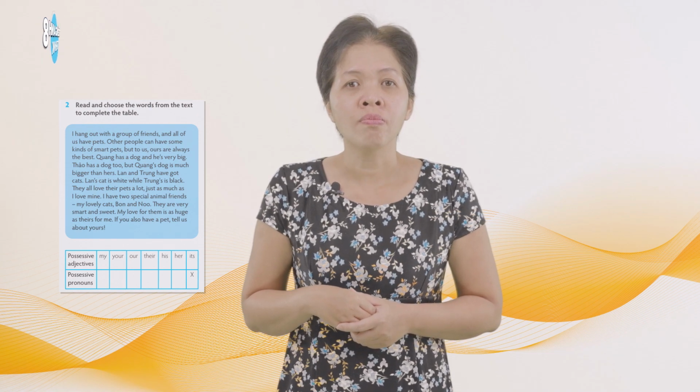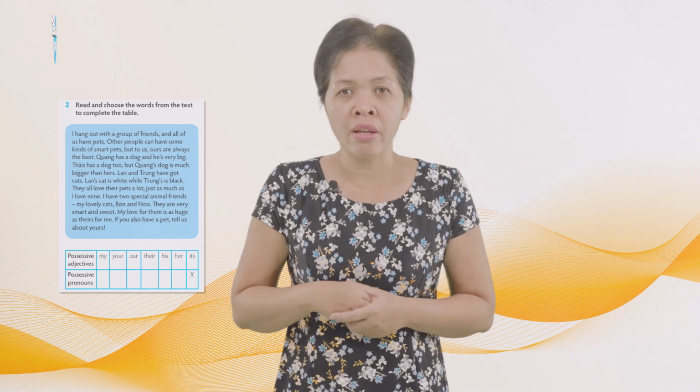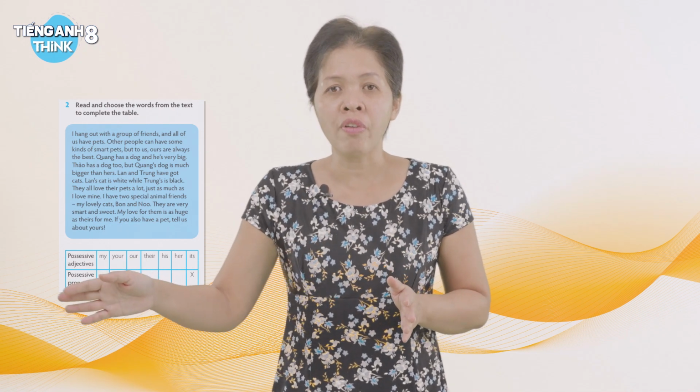Now, can you look at exercise 2 for me? What do we have to do? Don't worry about the information. First of all, you have 1 minute to read the text and underline all the possessive pronouns for me. If you are done with that, can you quickly share with the person next to you how many possessive pronouns you have found?